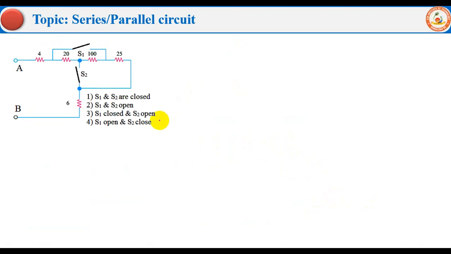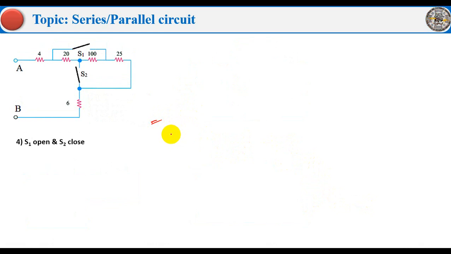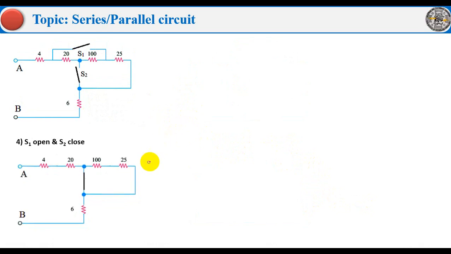Now, last but not the least, S1 is open and S2 is closed. As you can see, S1 is open here, and S2 is being closed. How do we analyze this? Let us take a few examples here to understand, and then we'll move on to this.